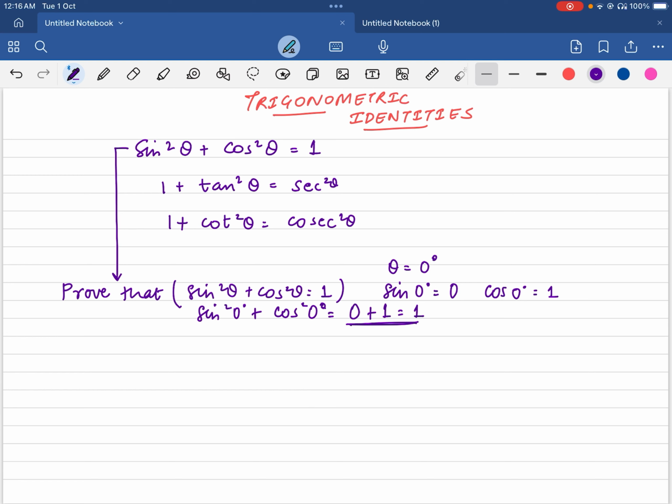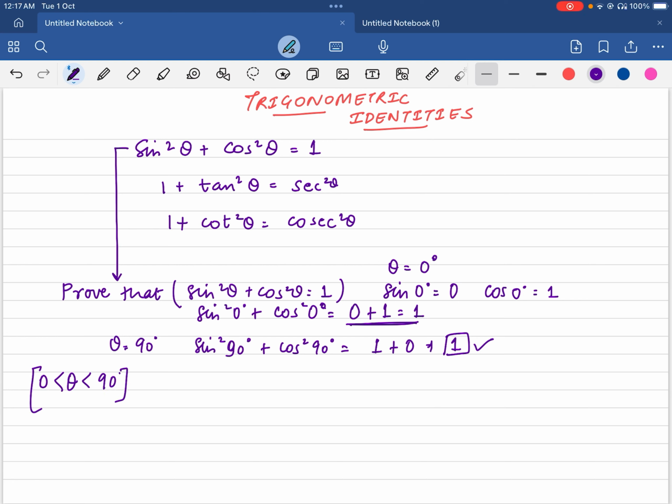Proved. Again, if we take theta equal to 90, sine square 90 degrees plus cos square 90 degrees is equal to 1 plus 0. That's going to again be 1. That means it holds true for this one as well. Now let's say I am taking theta in between 0 and 90. Let's see how it goes.